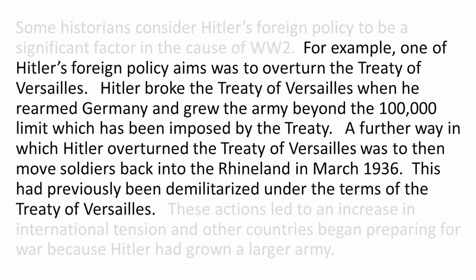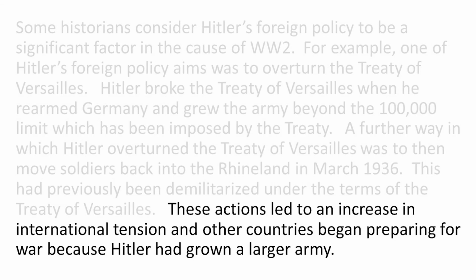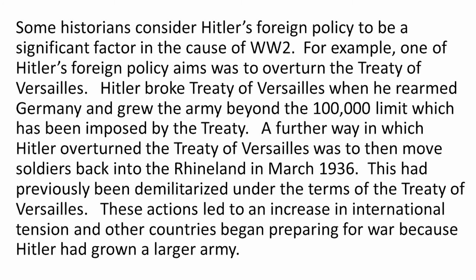Now, the last thing they need to do is to link that back to the question. They need to explain how that is relevant. And they've done that here by saying how it's caused international tension and it's resulted in other countries preparing for war because Hitler had grown a larger army. So this is a really clear example of bringing it all together: point, evidence, explain. However, there's a couple of other pieces that we need to consider about this essay.